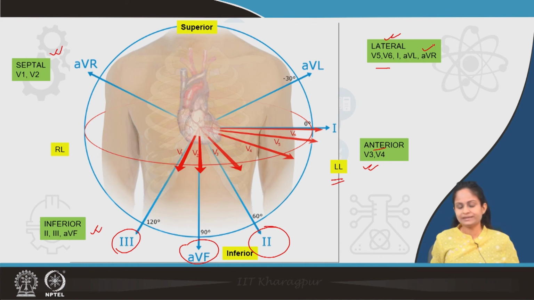Now, why are so many leads and different portions important? Because whenever we get a pathological condition like myocardial infarction, we need to know which portion of the heart has been damaged. That is why so many cameras and so many leads are required to view the electrical activity of the heart.